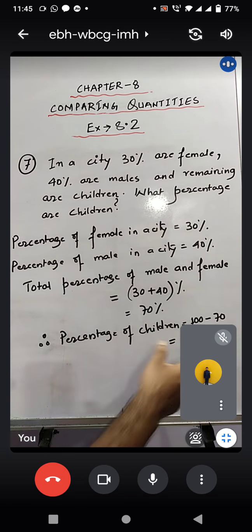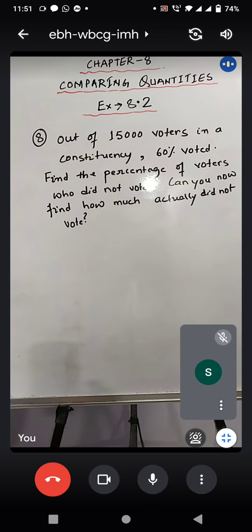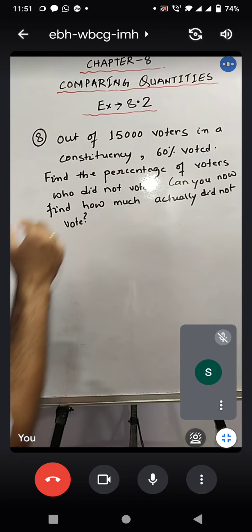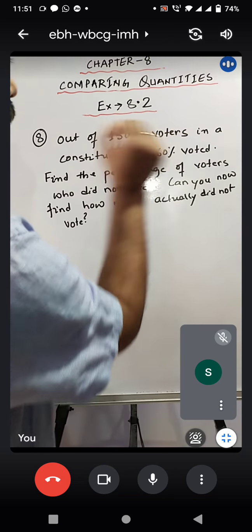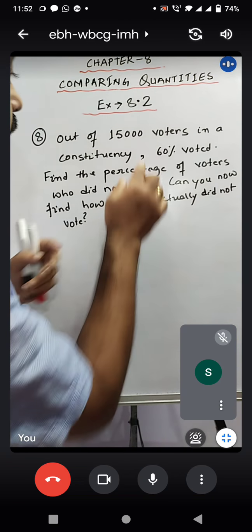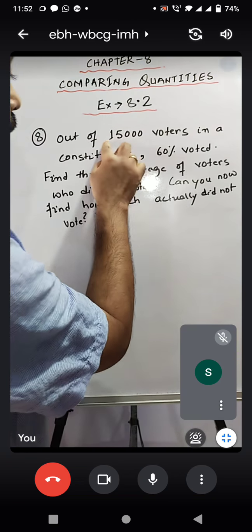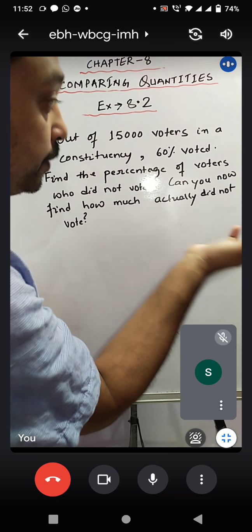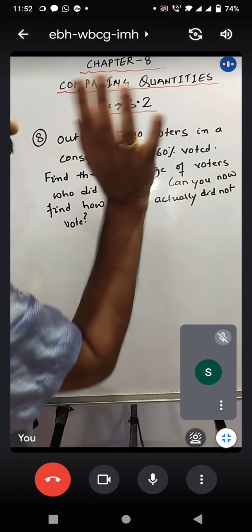Now let's move on to question number 8. So here is question number 8. Out of 15,000 voters in a constituency, 60% voted. So this is the first sentence. They are giving some information that in one particular constituency there were 15,000 voters. So out of these 15,000 voters, only 60% voted. That means you don't think of it as only 60 people voted. 60% voted out of these 15,000 voters.